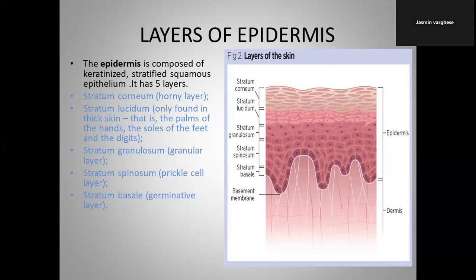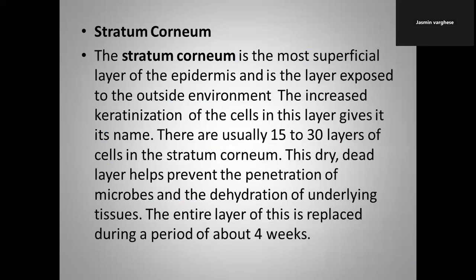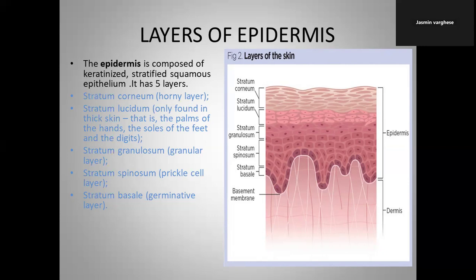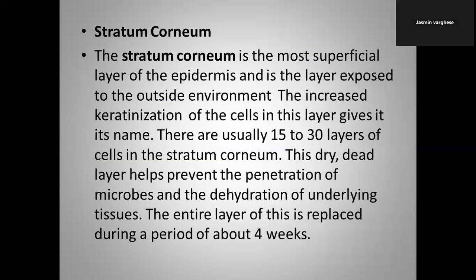Stratum corneum is the top layer of the epidermis. It is the superficial layer of the epidermis and is the layer exposed to the outside environment. In this image, you can see stratum corneum is the top or superficial layer of your epidermis, and it is exposed outside of the skin.